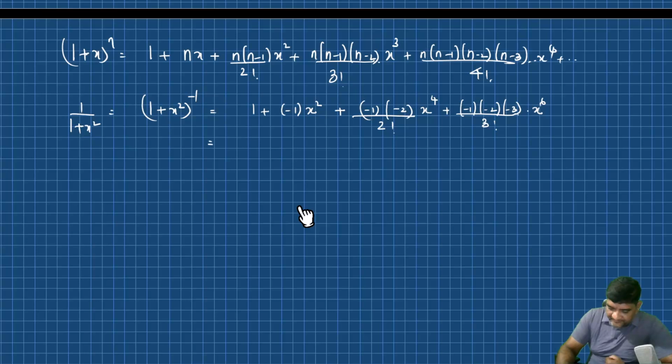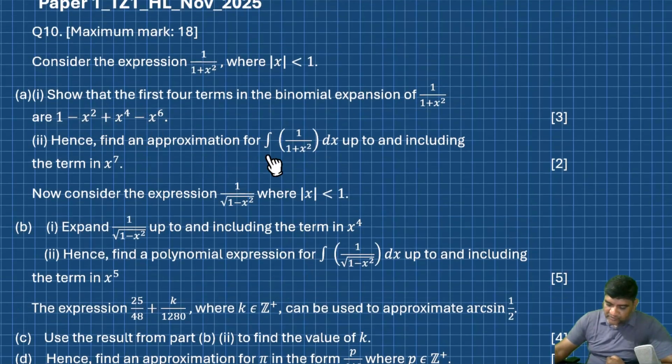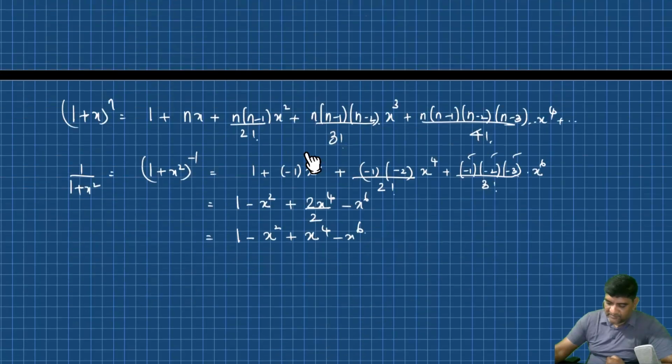Let's simplify this. 1 minus x squared plus 2x to the power of 4 divided by 2. This is going to be negative into negative into negative, which is going to be negative again. So 3 factorial is nothing but a 6, so 2 3 is a 6, that will get cancelled. So I'll simply remain with minus x to the power of 6. So finally the expansion up to 4 terms is simply that, and we got that. Hence find the approximation for integration of 1 over 1 plus x squared.